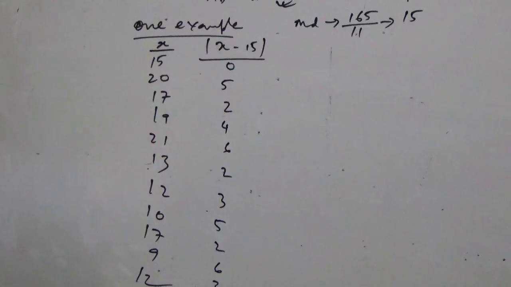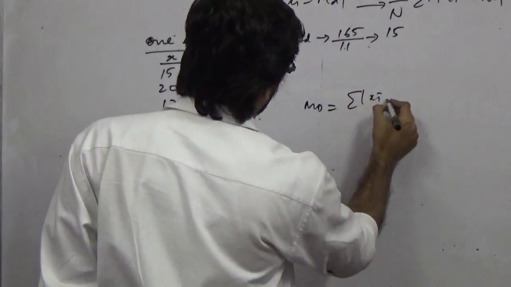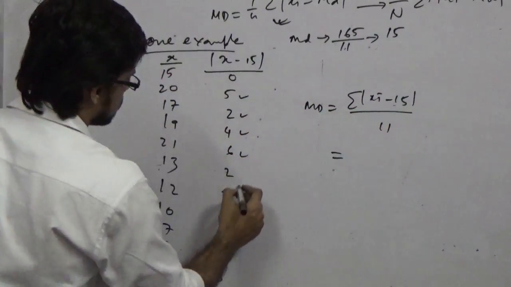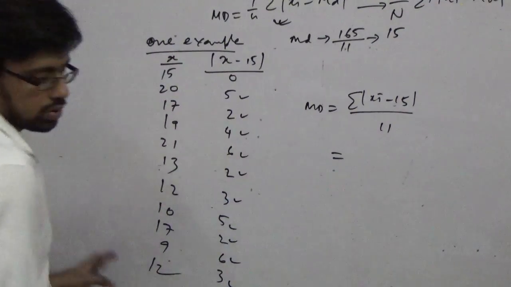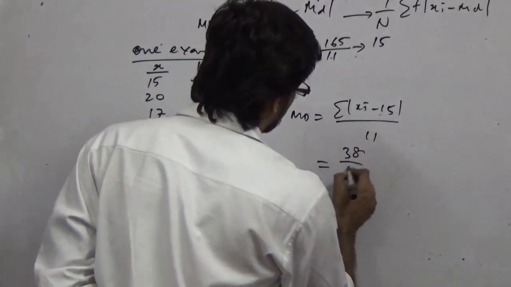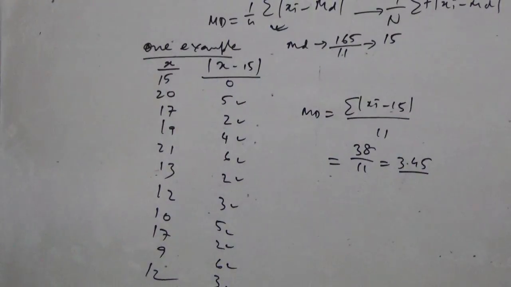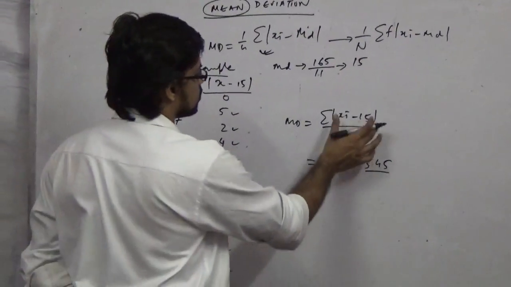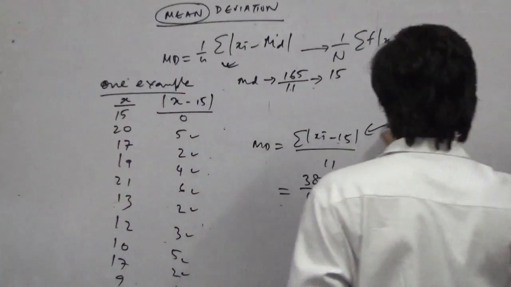So the value of the mean deviation MD is the summation of modulus xi minus 15, divided by 11. So 5, 7, 11, 17, 19, 22, 30, 35. This total gets you to 38. 38 by 11 is 3.45. Okay. So this is the basic structure for mean deviation calculation. But if you don't take this modulus, you may end up with a zero answer. So the note is, the modulus is needed.